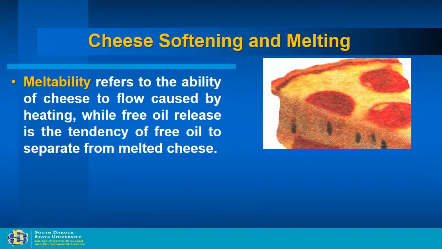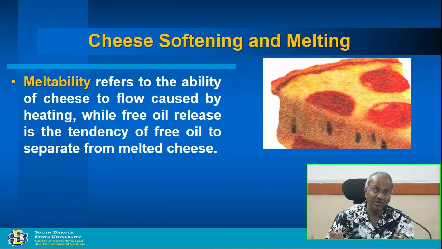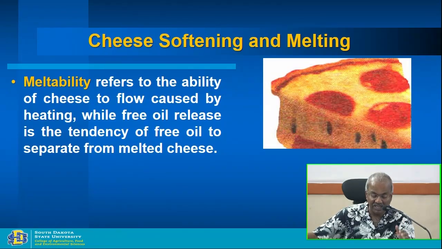So in actual functionality, the cheese softening and melting is very important. And this is what we are going to talk about this morning: how do we measure these properties? What are the different ways we can do that? Basically, meltability refers to the ability of the cheese to flow caused by heating, while free oil release is the tendency of free oil to separate from the melted cheese.